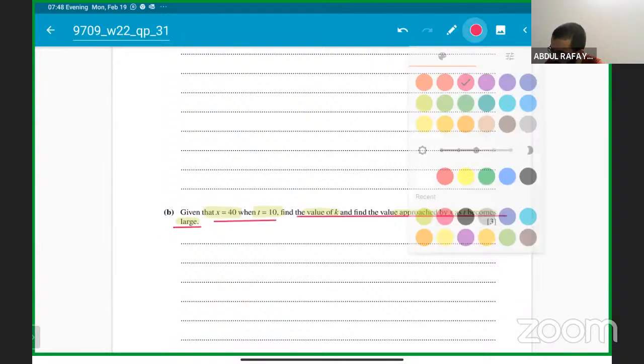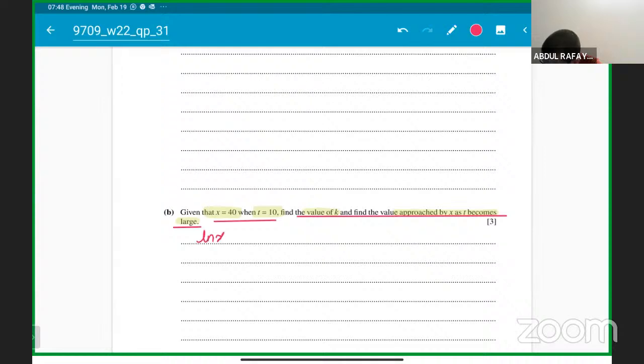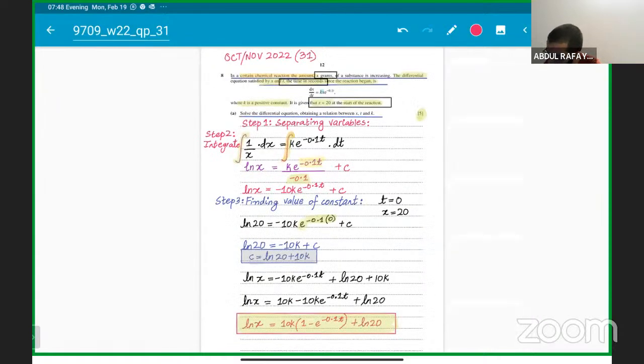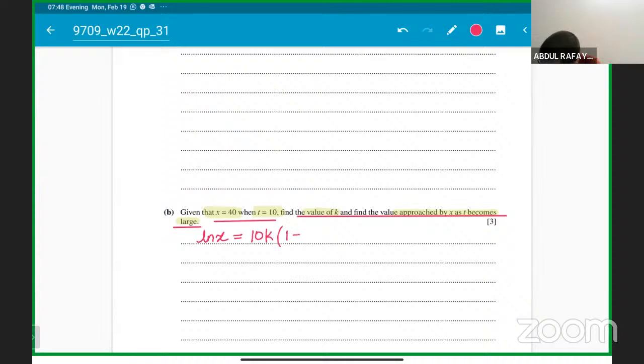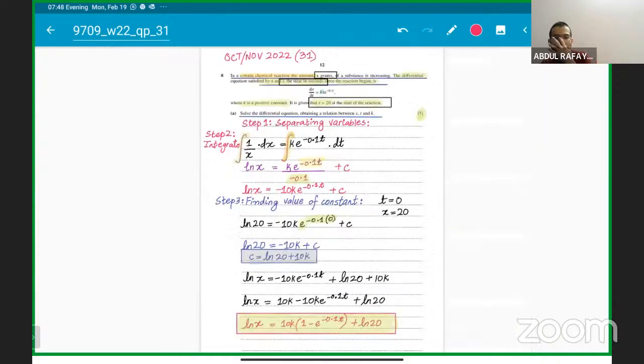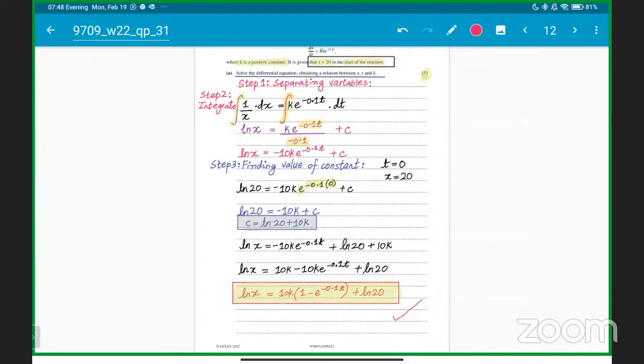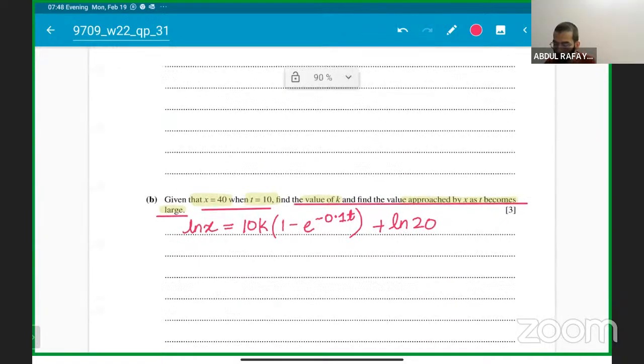So let's write down the question again. We have ln x equals 10 times k, times 1 minus e power negative 0.1 times t, plus ln 20. Just copy paste this from here to here. So now we can say ln 40 is equal to 10k times 1 minus e power negative 0.1 times 10, because t value is 10, plus ln 20.